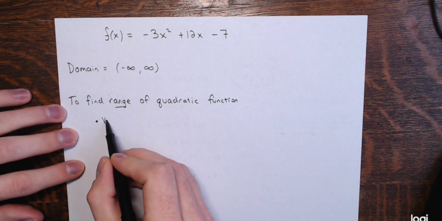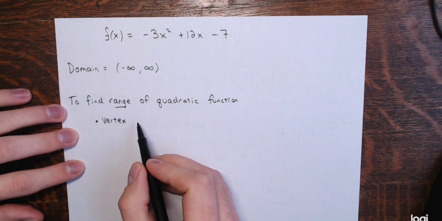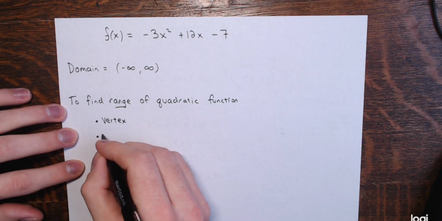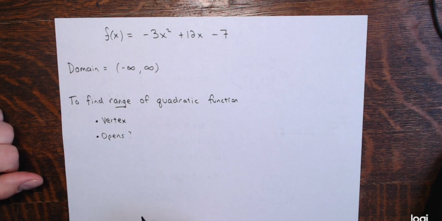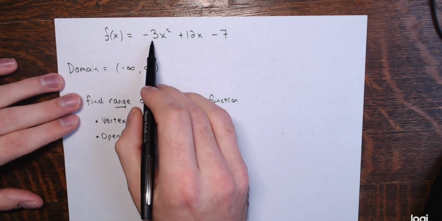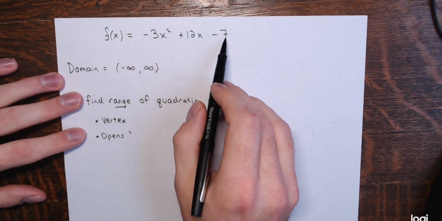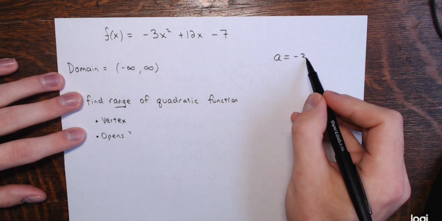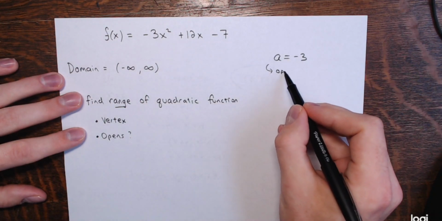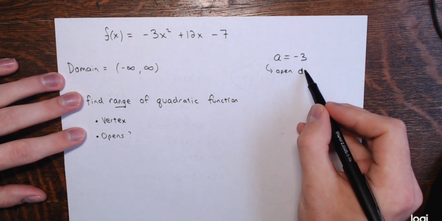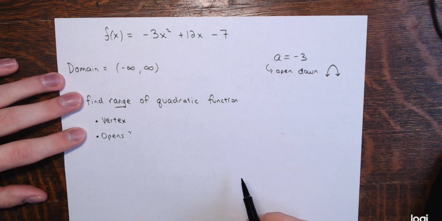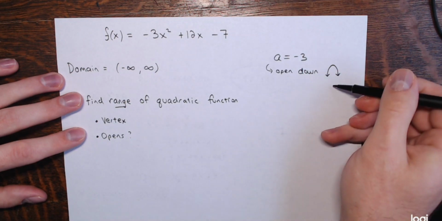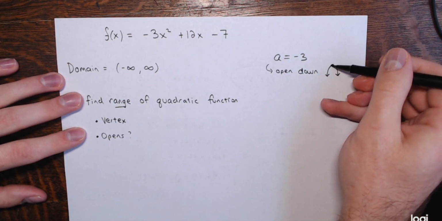you need the vertex, or at least the y value of the vertex, and which way does it open? Which way does the parabola open? Now, this is in that general form, ax squared plus bx plus c. The value of a is negative 3. It's a negative number, meaning the parabola is going to open down, right, like this. Okay. So the range will be from negative infinity up into whatever the y value of the vertex is.